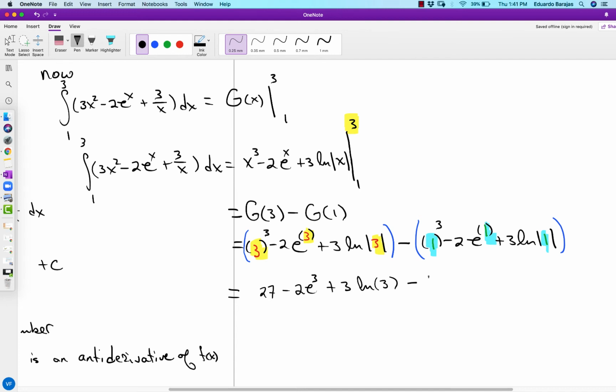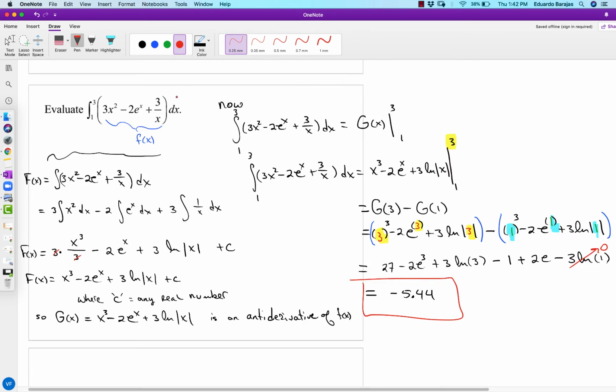Minus, and now this is going to be positive 1, plus, when I distribute that minus, plus 2e to the power of 1, minus 3 ln, and again, we don't need the absolute values anymore since I know 1 is a positive number. Now luckily, this cancels easily. ln of 1 is 0, so that whole thing just becomes 0. And the rest, well, I can just use my calculator and get an answer from there. And so this becomes approximately equal to negative 5.44. And that's our answer.